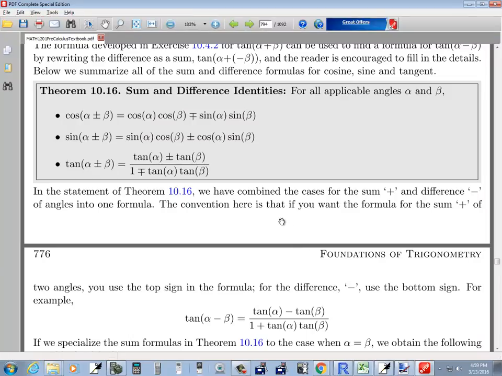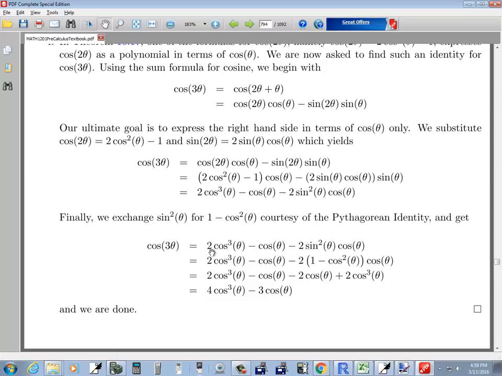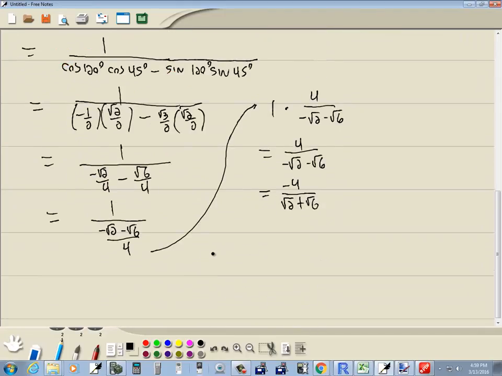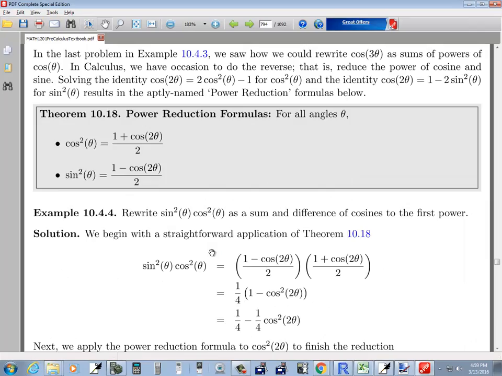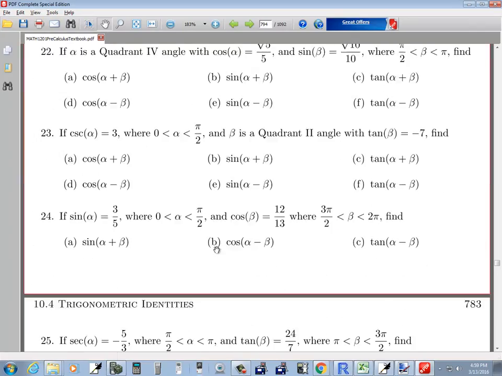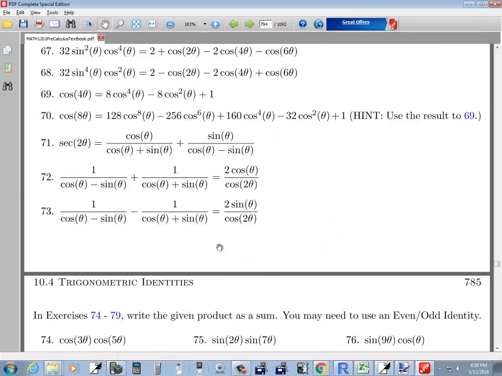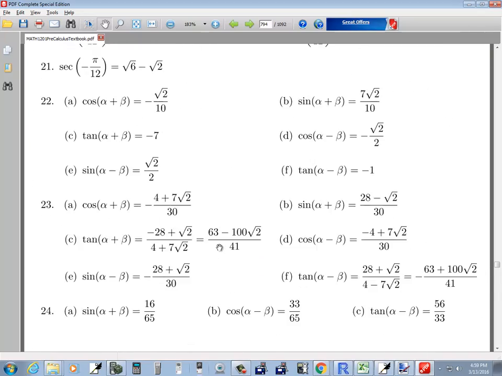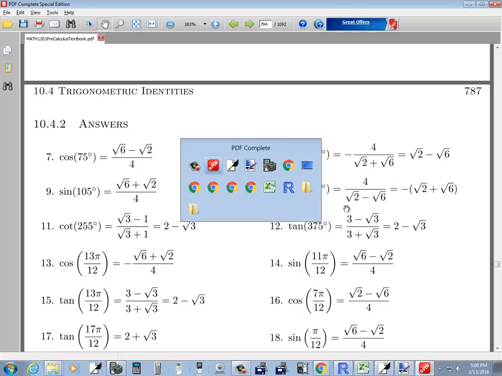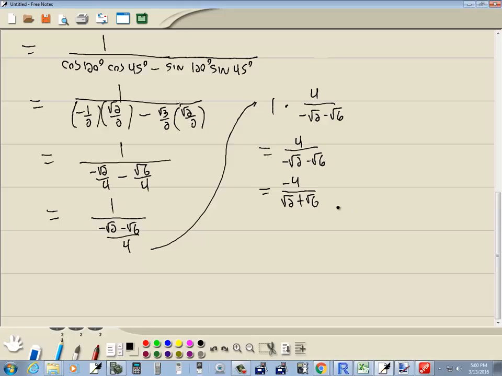Now some books do not like the square roots down in the denominator. This is problem number 8, so let's see what the answer is. Let's see, number 8. They give both answers here. So let me show you how to get rid of that down below. It's not hard.